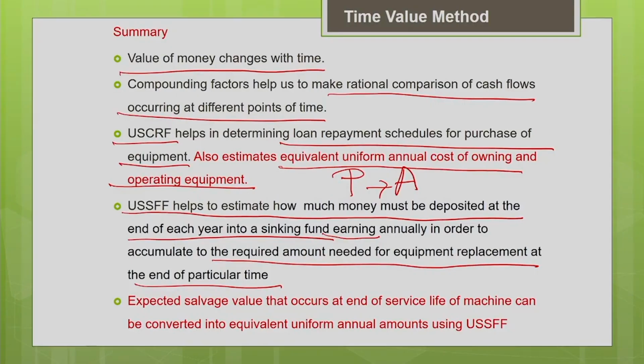So that at the end of the particular period, that money will grow into a particular sum which will enable you to either purchase a new machine or replace the old machine with a new machine. So this sinking fund factor will help you to determine how much money I should deposit in the pool of funds every year, so that it will grow into the future value F at the end of n years. Also, with the help of the uniform series sinking fund factor, I can convert the salvage value that occurs at the end of the service life of the machine into equivalent uniform annual amounts. That is what we found in the time value method estimation. So, we converted the future salvage value into annualized salvage value using the uniform series sinking fund factor.